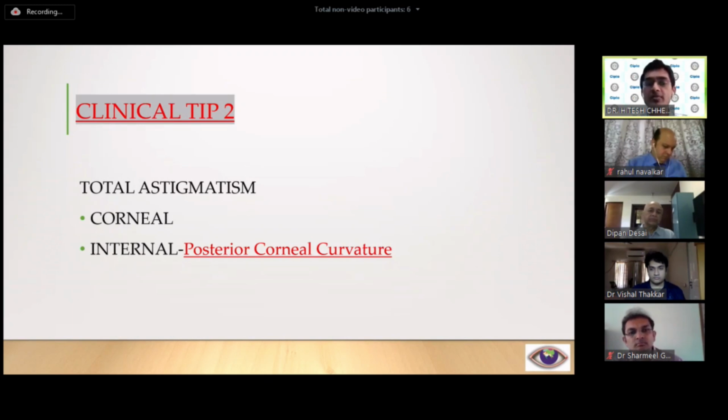The Barrett's formula incorporates a general 0.5 diopter of against the rule astigmatism for the posterior cornea, which will work very well in 80% of the cases. But in 20% of the cases, you will have a problem if you are not measuring the posterior corneal curvature.